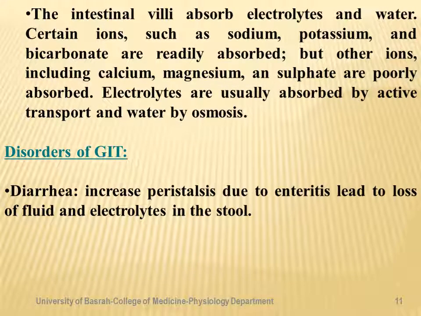The intestinal villi absorb electrolytes and water. Certain ions such as sodium, potassium, and bicarbonate are very easily absorbed. Other ions including calcium, magnesium, and sulfate are poorly absorbed. Electrolytes are usually absorbed by active transport, and water is absorbed by osmosis.